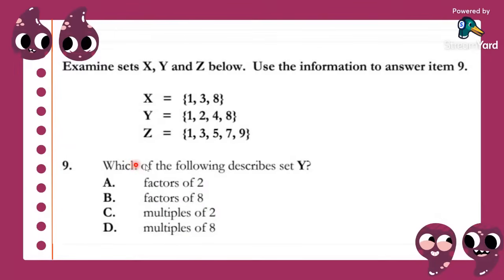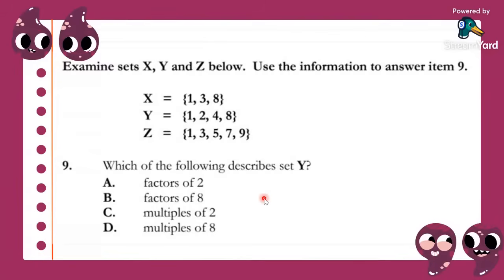The question says, which of the following describes set Y? So we're looking at set Y, 1, 2, 4, 8. Which of the following describes set Y? Factors of 2. What are factors? Factors of 8. What are factors? Who can tell me what factors mean? I will look in the chat to see someone explaining what are factors to me.